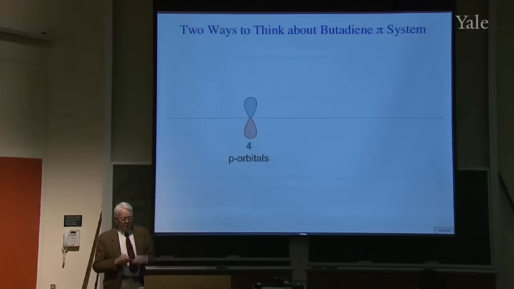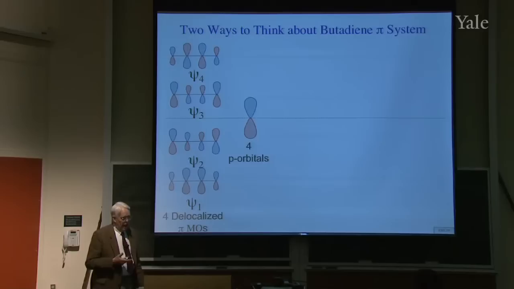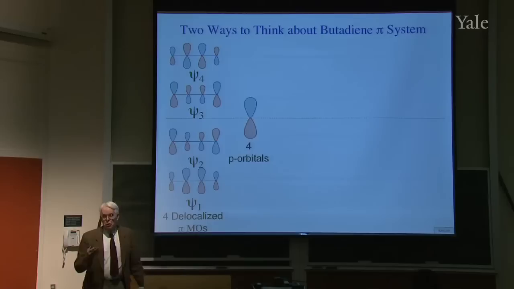You take those four p orbitals in a row, and you combine them to make the best possible molecular orbital, psi 1, then the next best, then the next best, then the next best, right? So that's what they look like. And they have what you would anticipate in terms of nodal structure. The lowest one has no nodes, except the node of the p orbital. The next one has one node, two nodes, three nodes, right? But there's a little bit more to it than that.